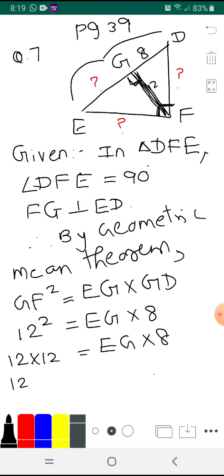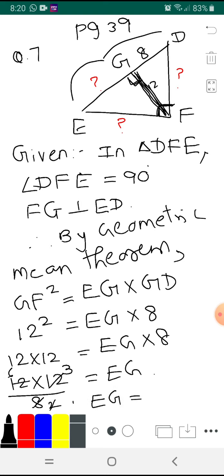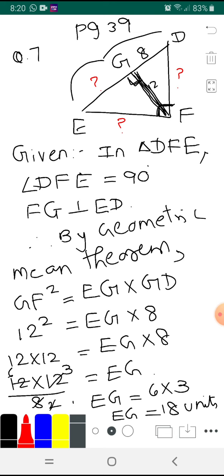Let me bring 8 to the other side. So 12 into 12 upon 8 is equal to EG. So after cancellation, I am cancelling by the 4 table. 4 2s are 8, 4 3s are 12, 2 1s are 2, 2 6s are 12. I am getting EG as 6 into 3, that is 18. EG is equal to 18 units. Since meter, centimeter, nothing is given. So the first part we have solved, that is, we have got EG as 18 units.